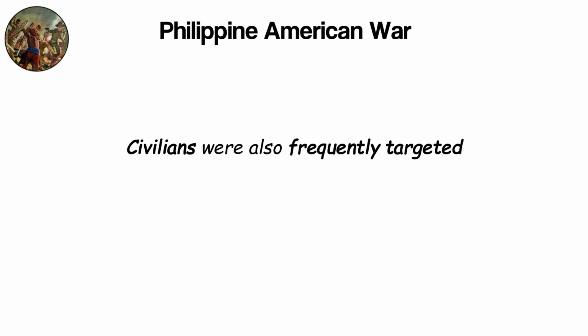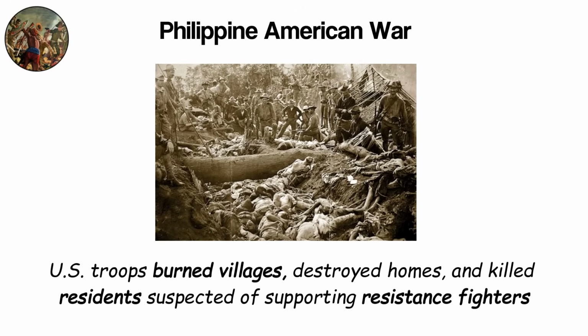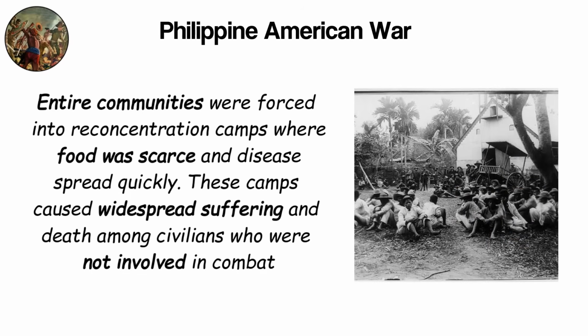Civilians were also frequently targeted. US troops burned villages, destroyed homes, and killed residents suspected of supporting resistance fighters. Entire communities were forced into reconcentration camps, where food was scarce and disease spread quickly. These camps caused widespread suffering and death among civilians who were not involved in combat.